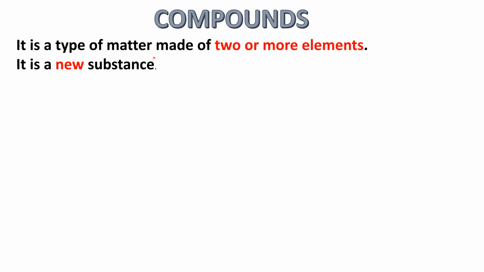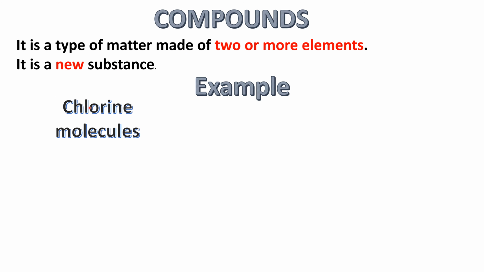Compounds. What is the definition? It is a type of matter made of two or more elements. It is a new substance. For example, if we have chlorine molecules, these chlorine molecules, and these are the particles, atoms are connected in pairs.